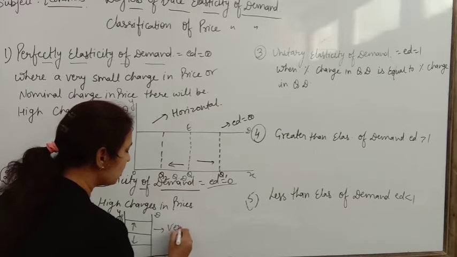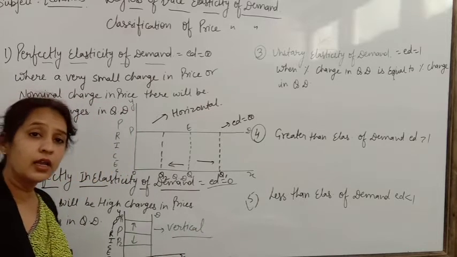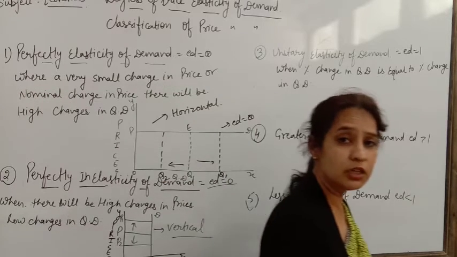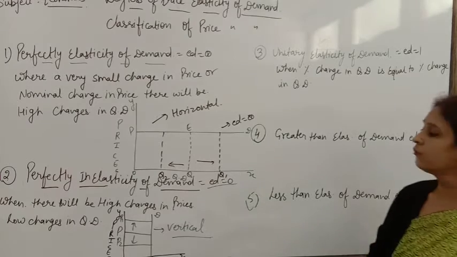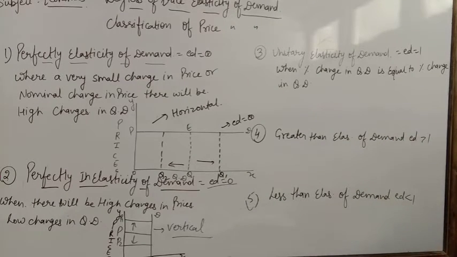In that condition, when the demand curve is in which direction? Vertical direction, then ED will be 0. There will be no change in the demand. Clear? Now, next, unitary elasticity of demand.